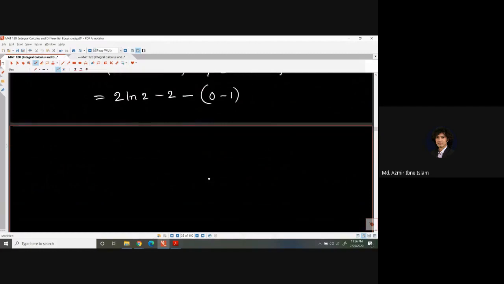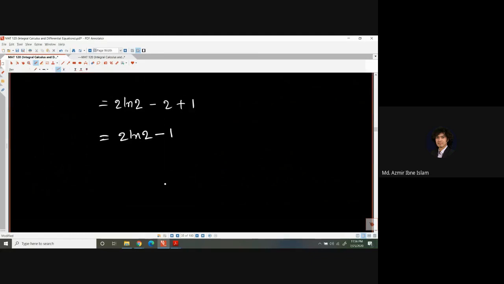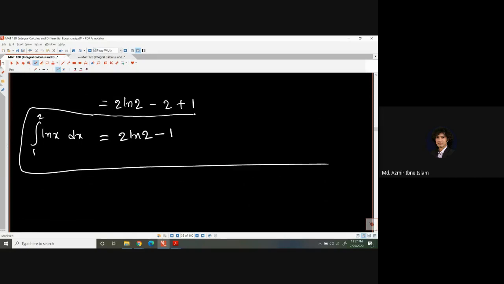So finally, we can write 2 natural log of 2, negative 2, and negative negative is becoming positive 1. So 2 natural log of 2, negative 1. So this is our final result for the definite integral, the integration from 1 to 2 of natural log of x dx. But just to solve this integral, we have applied the integration by parts technique.